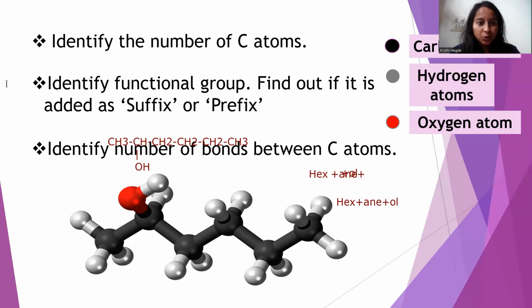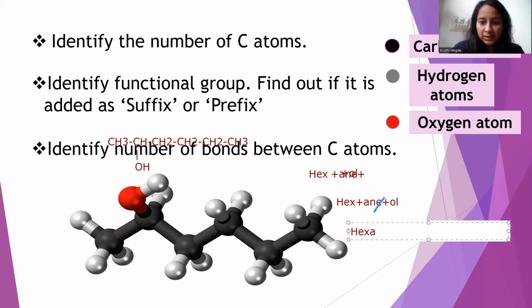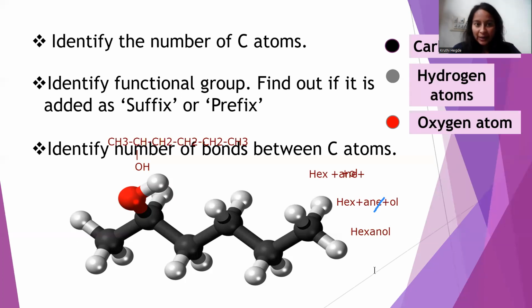Now what we need to do, we need to remove this E from ANE and we should write the name. It is hexanol. Got it, children? How we removed the E and added OL: hex because there are 6 carbons, OL because alcohol is present. Got it, shall I move ahead? So this is one example, hexanol.